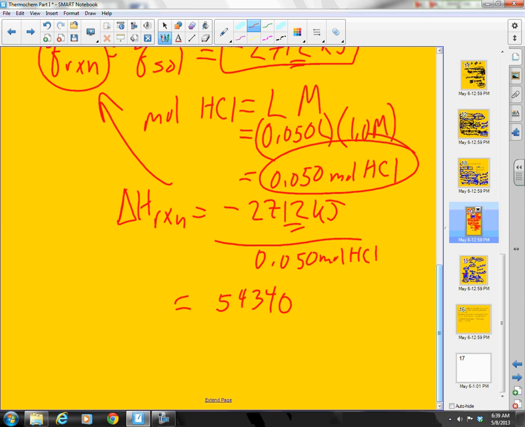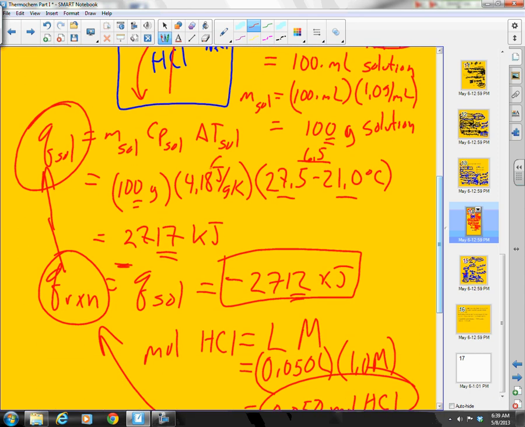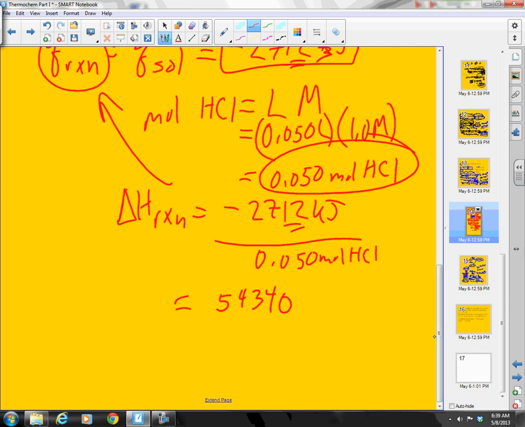Oops, I made a mistake. Where was my mistake, ladies and gentlemen? Right here. This is not kilojoules. This should be joules. And so that should be joules, which means this is 54340 joules per mole Kelvin. And I have to watch out. You don't want to lose your sign. And so I have to divide that by 1,000.